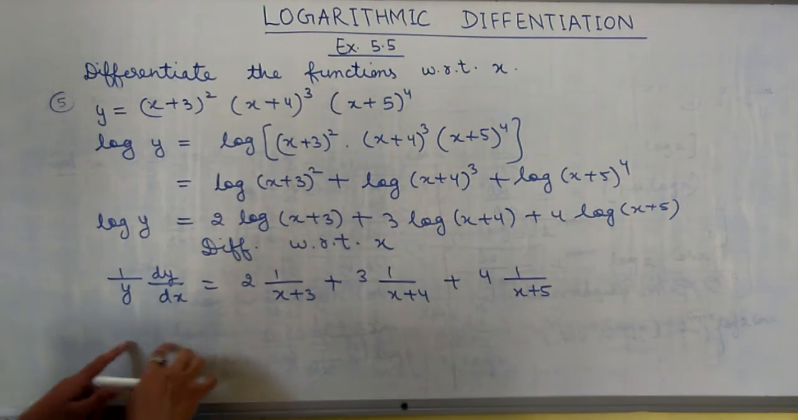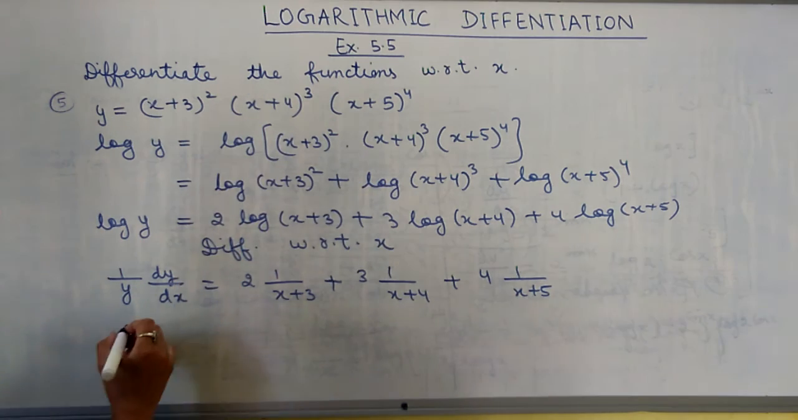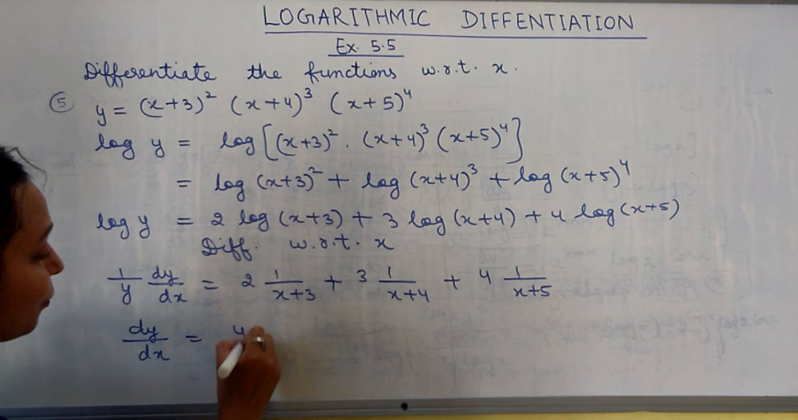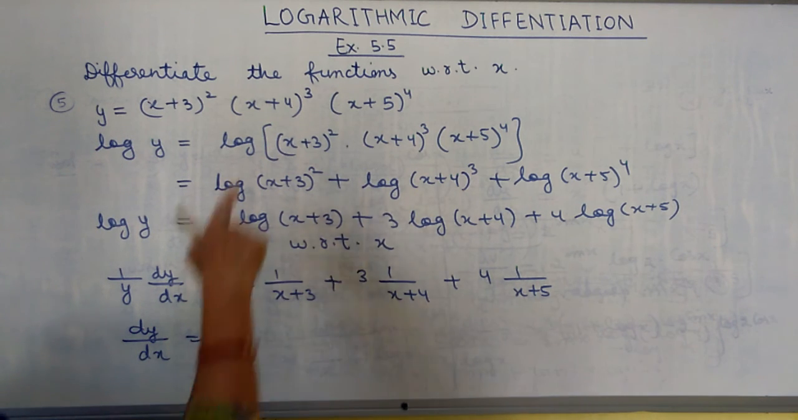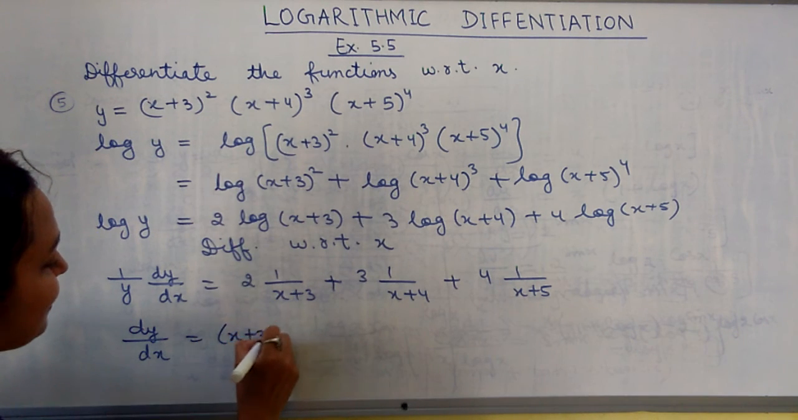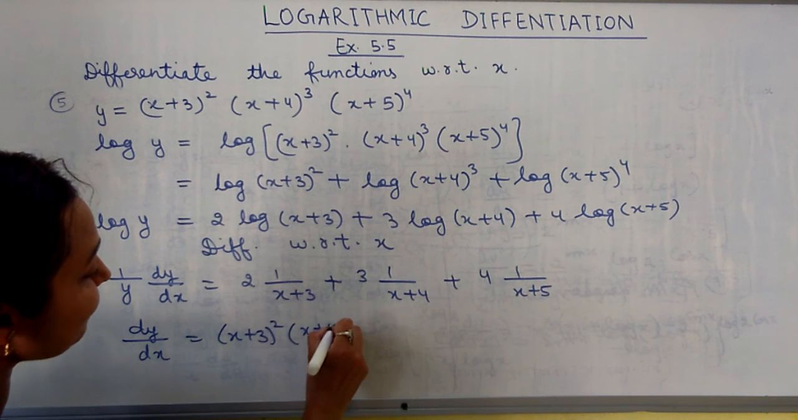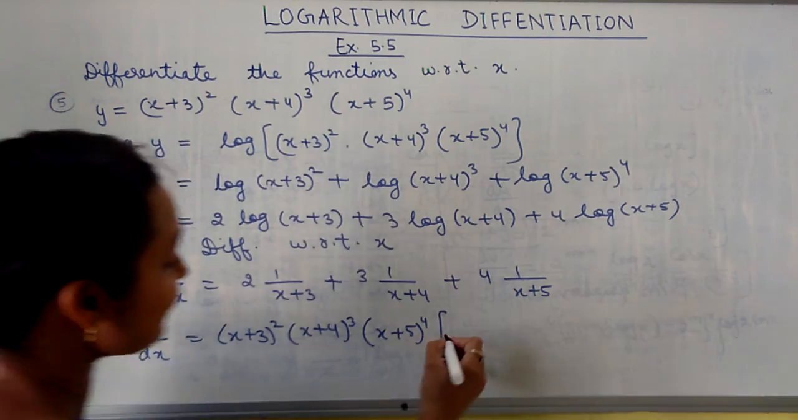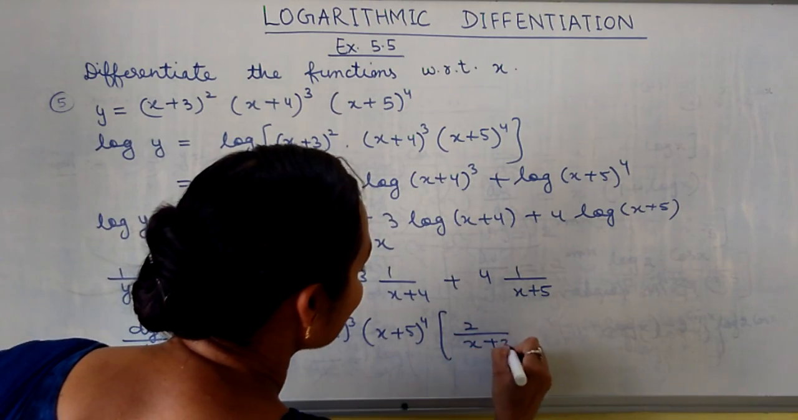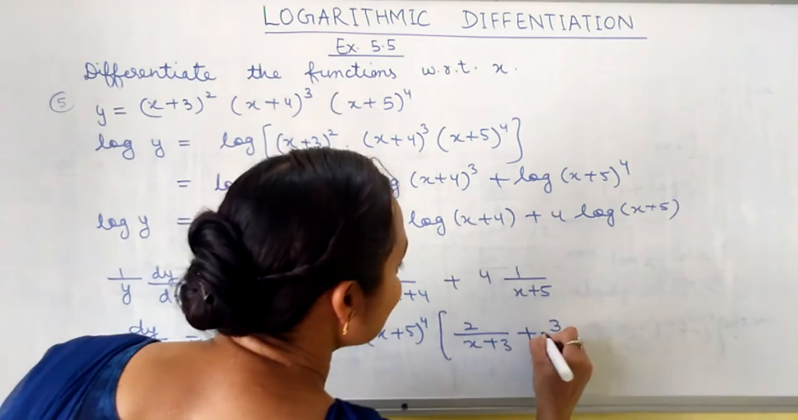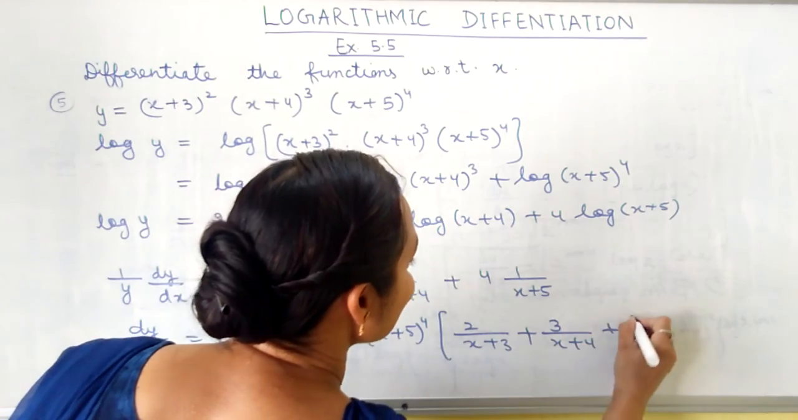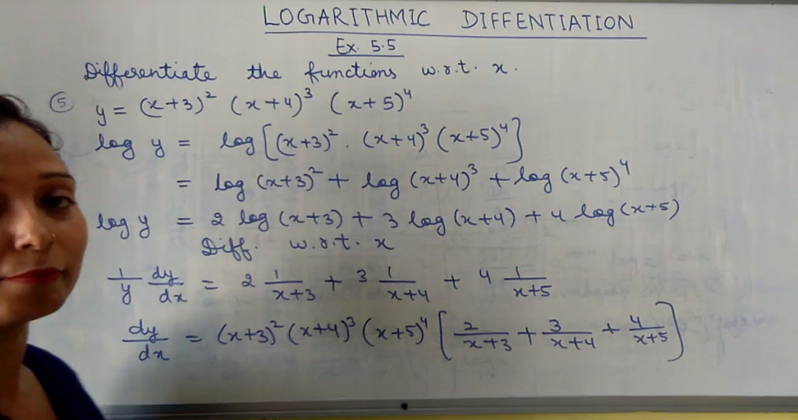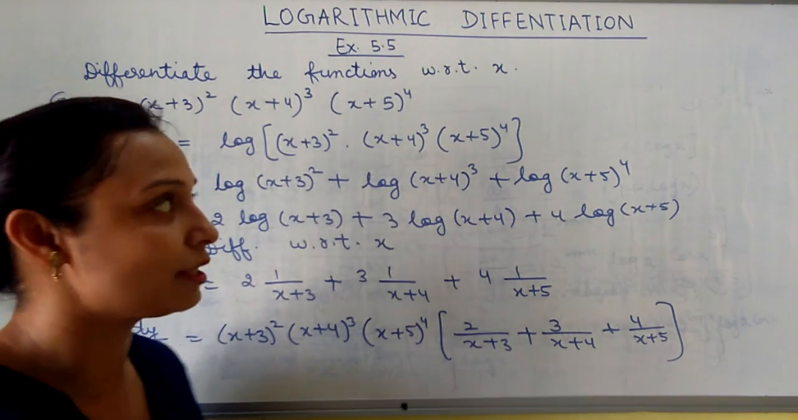Now you can take this y on the right hand side and put the values of dy upon dx. When you take it as y, you can replace this y by its value, that is x minus 3 whole square, x plus 4 whole cube, x plus 5 raised to power 4, and inside the bracket you have 2 by x minus 3, 3 by x plus 4 and 4 by x plus 5. So this is the way to solve the question by using logarithmic differentiation.